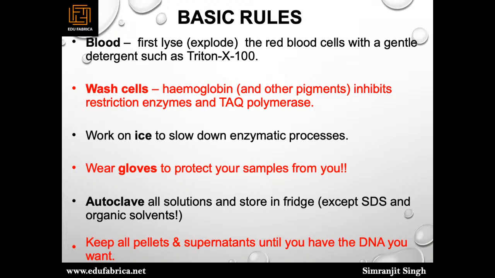Some basic rules while doing your DNA isolation. If you're using blood, you first need to lyse the red blood cells with gentle detergents such as Triton X-100, and then you wash your cells, removing things like hemoglobin, which inhibits restriction enzymes and Taq polymerase. Then you work on ice so that you can slow down enzymatic processes, and wear gloves to protect your samples from nucleases. Also use autoclaved materials. All solutions should be stored in the fridge, except your SDS and organic solvents, and keep all pellets and supernatants until you have the DNA that you want.